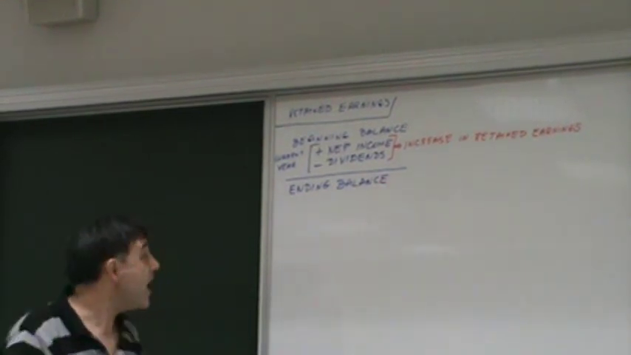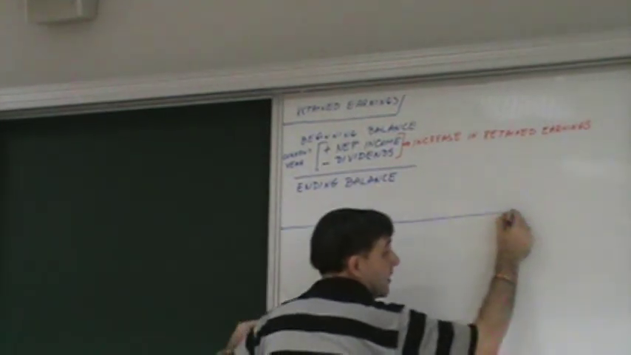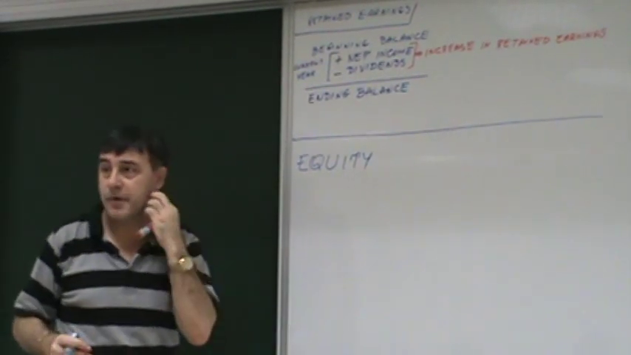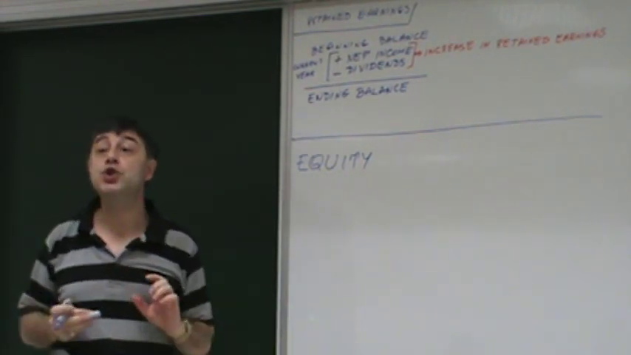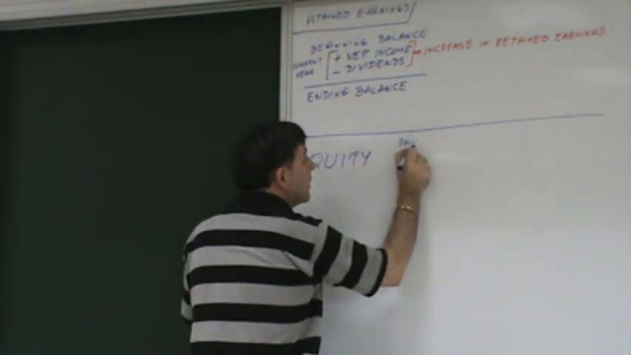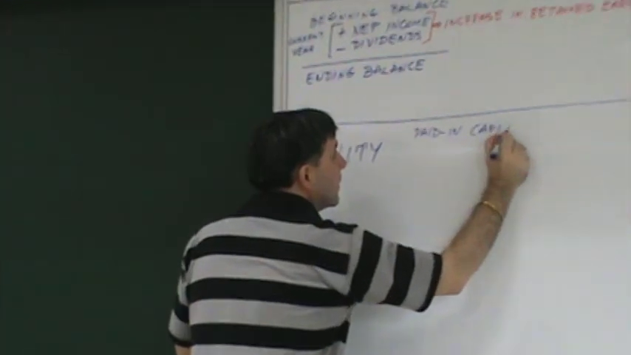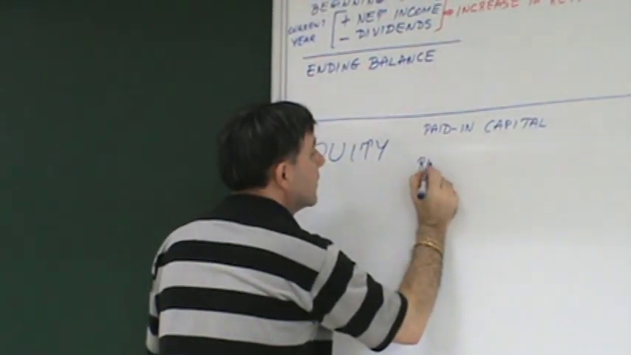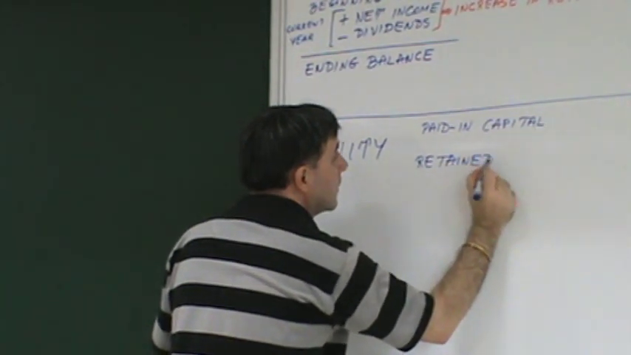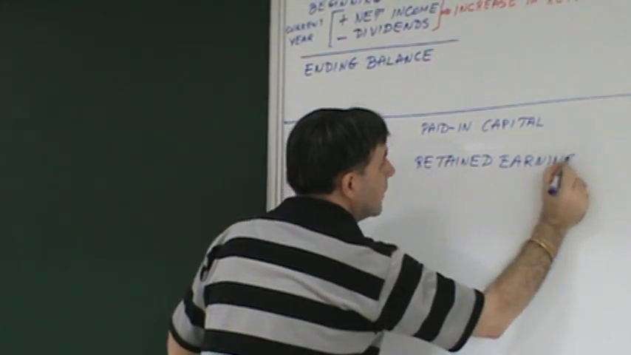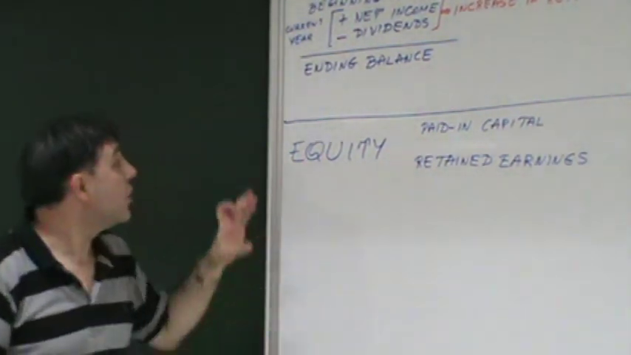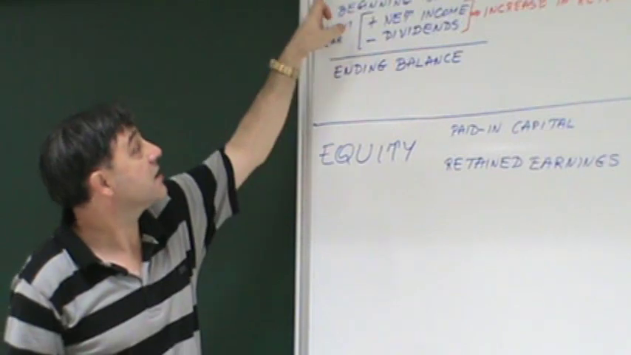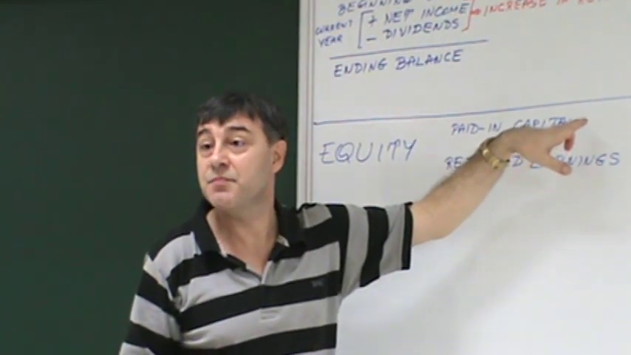So, now what about equity? What about equity? Equity has two components. The first component is called paid-in capital, and the second component is retained earnings. All right, so to get the equity, you simply add these two, okay? Now, this retained earnings is the ending balance of the retained earnings, okay? So the question is now, what is the paid-in capital?